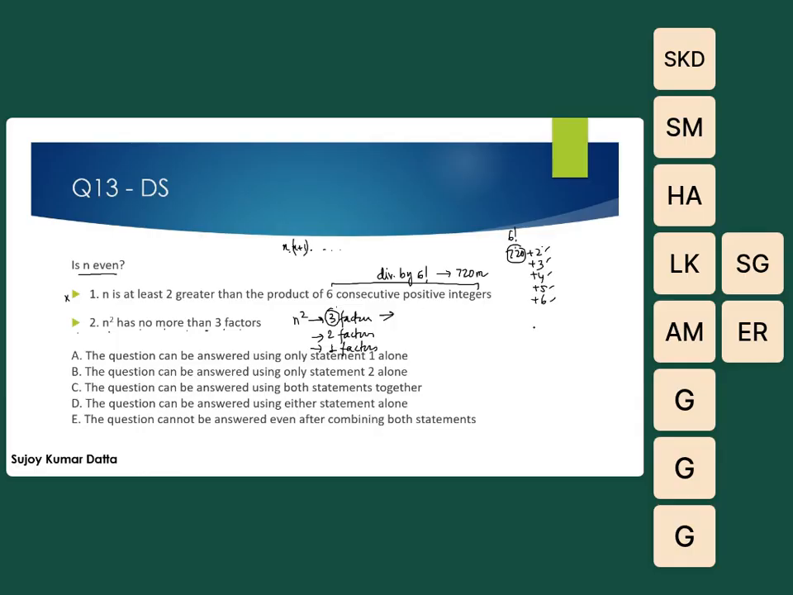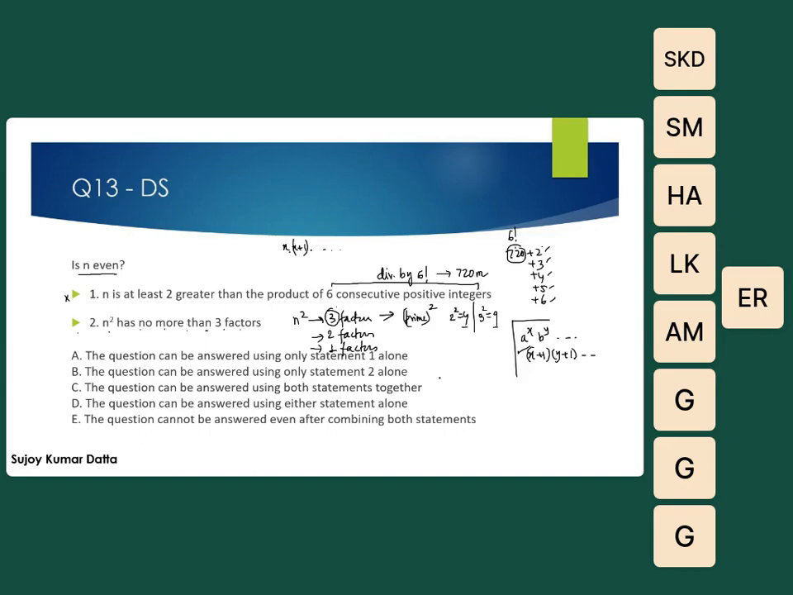You know the formula for finding the number of factors, right? If it's a raised to the power x, b to the power y, etc., then x plus 1 times y plus 1 times etc. is the number of factors. So if I have 3 factors, then the number must be some prime squared. It could be 2 squared, 4, which has 3 factors, or 3 squared, 9, which has 3 factors. Could be even, could be odd.